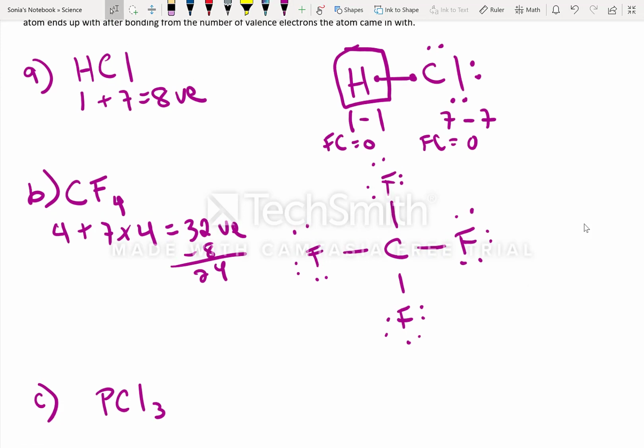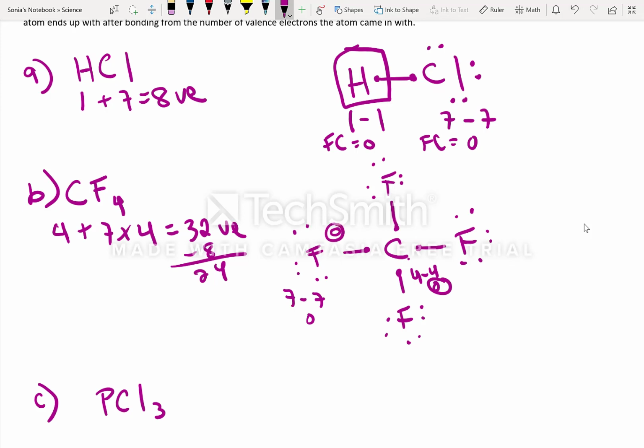Now that we're done with our structure, we can go ahead and do the formal charges. The same way, how many valence electrons does carbon have? We see here it has 4 because we already determined that. And how many does it have now? It's got 1, 2, 3, 4. So 4 minus 4 gives us 0, and that's our formal charge for carbon. Now let's do one for fluorine. Fluorine came in with 7 valence electrons, and it now has 1, 2, 3, 4, 5, 6, 7. So 7 minus 7 gives us 0, and fluorine has a 0 charge.